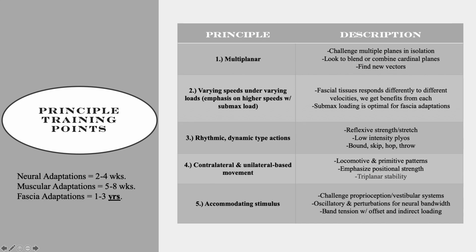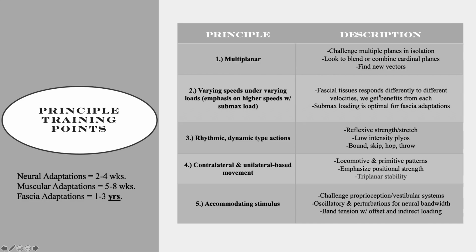So kind of my 5 big principles here. We're looking at multiplanar, varying speeds under varying loads with an emphasis on higher speeds and submaximal loading, rhythmic dynamic type actions, contralateral, unilateral base movements, and accommodating stimulus. So multiplanar, pretty self-explanatory, but I like to challenge the planes in isolation first, and then look to blend those cardinal planes and kind of find new vectors. Some of this is a little bit omnidirectional.